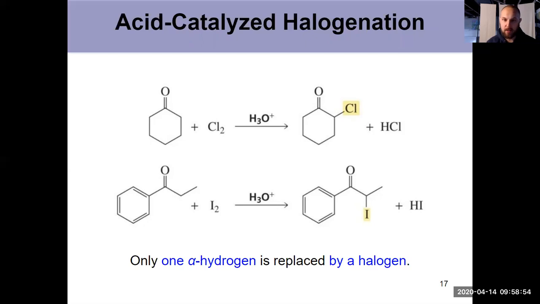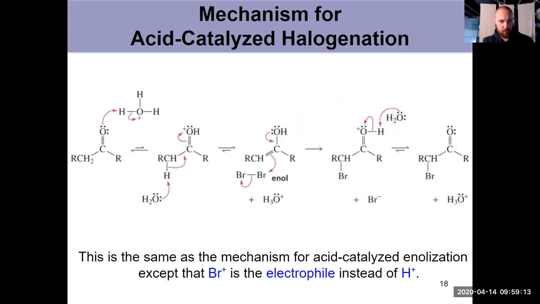We took a hydrogen in the alpha position and substituted it for something else, an alpha substitution reaction. These can be acid or base catalyzed, and effectively you're using bromine, chlorine, or iodine to replace one or more alpha hydrogens when you have a carbonyl compound. So what does that mechanism look like?